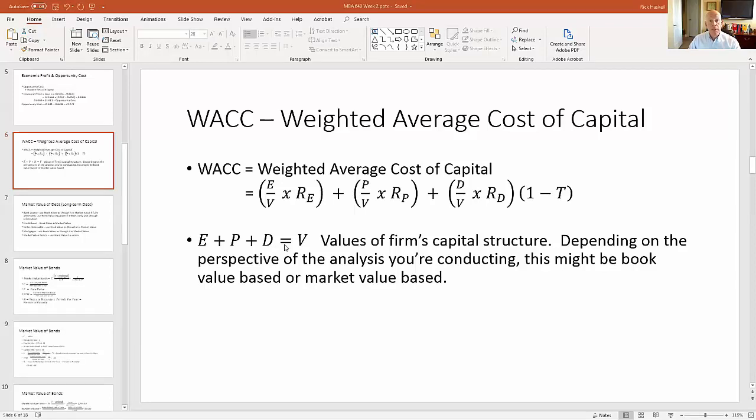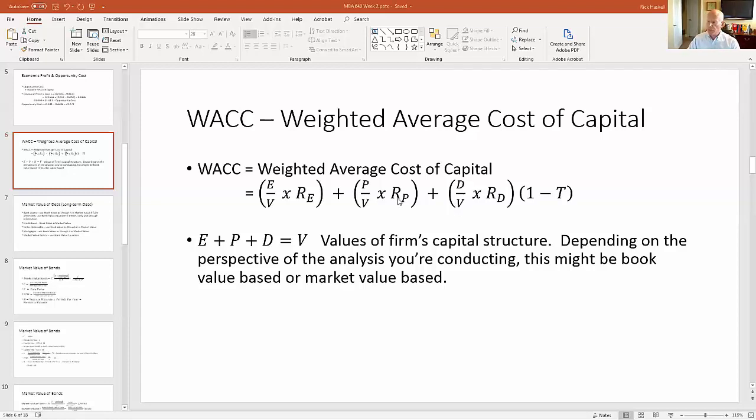So V would simply be the value of the firm's capital components. And if we have E divided by V and P divided by V and D divided by V, each of those terms would then represent the percentage each of those components has of the entirety of the firm's capital components. And together, E plus P plus D equals V. So that means that E divided by V plus P divided by V plus D divided by V should equal 100%. So we're capturing all of the firm's capital components within this.